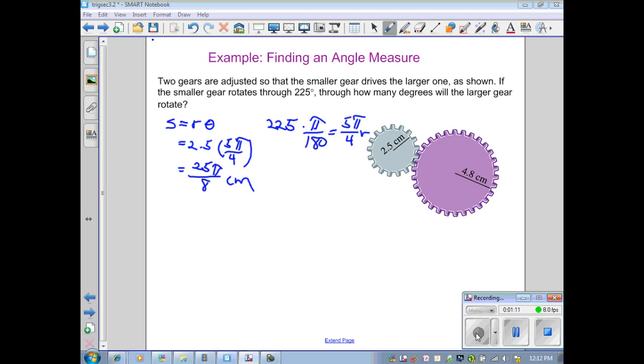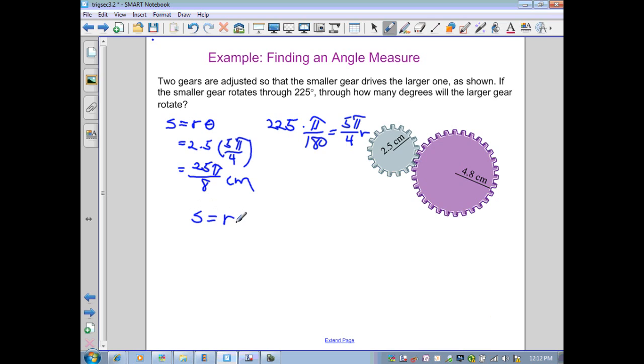centimeters. But as stated previously, the distance that this gear rotates on the outer edge, or the intercepted arc, is 25 pi over 8 centimeters. That's also the distance that the larger gear rotates. So we can still use this formula to find measurements for the other gear. So let's substitute in what we know.